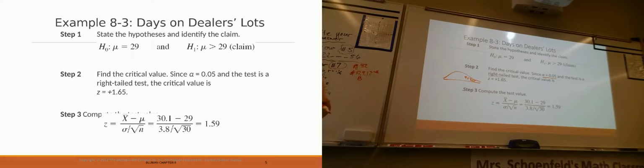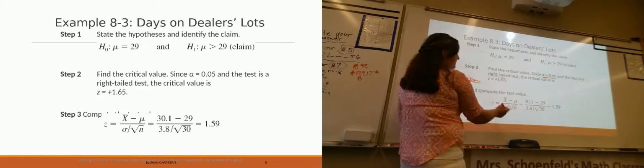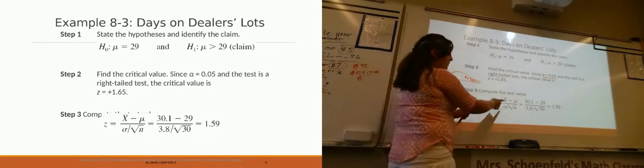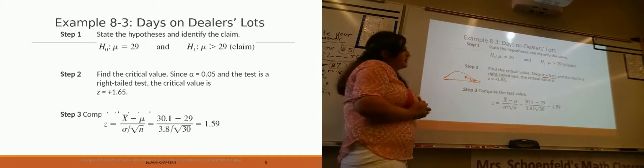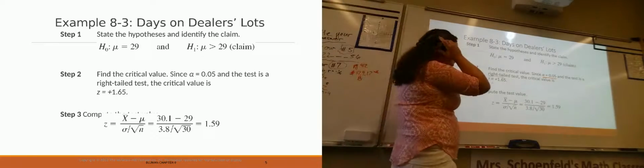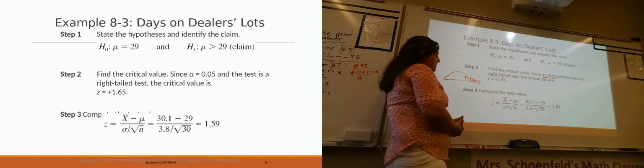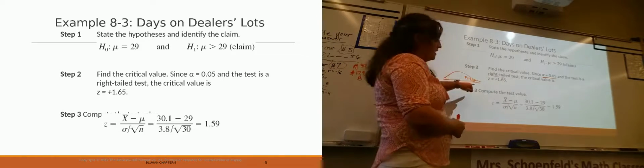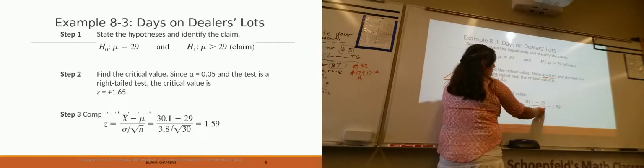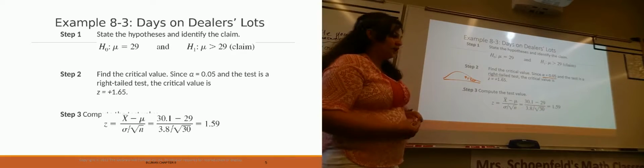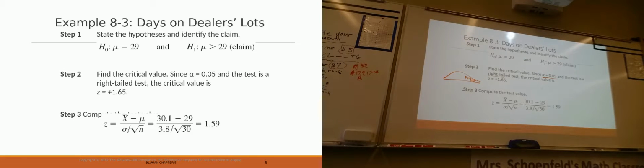Okay, compute the test value. Plugging in everything that we know into this one single formula today. My x bar, the mean of the 30 that they actually sampled, was 30.1. The actual population mean was 29. The standard deviation, it told you on that last line, was 3.8. And we sampled 30 total things, so 30 goes under there for the square root of n. In your calculator, do the top separately, do the bottom separately, so that things work out nicely.